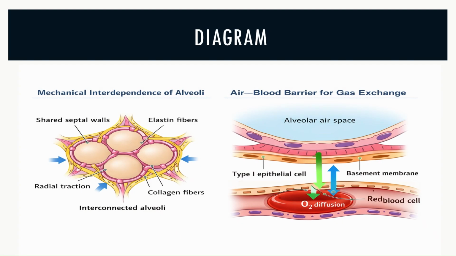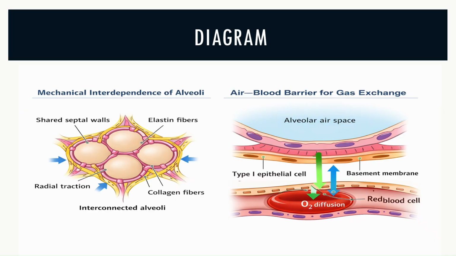This is a summary diagram of all concepts we have explained earlier. In the first part of diagram, we can see the mechanical dependence of alveoli. Alveoli are mechanically linked through shared septal walls and a network of elastin and collagen fibers. When one unit expands, it pulls on its neighbors, reducing radial traction. This interdependence stabilizes alveoli and ensures uniform lung inflation.